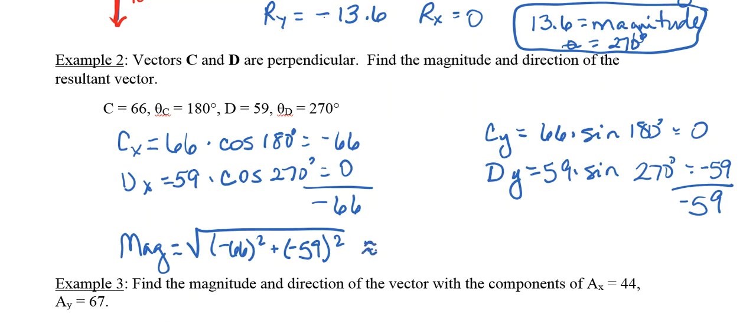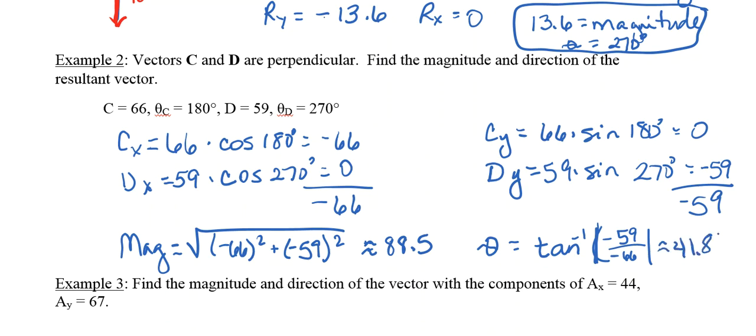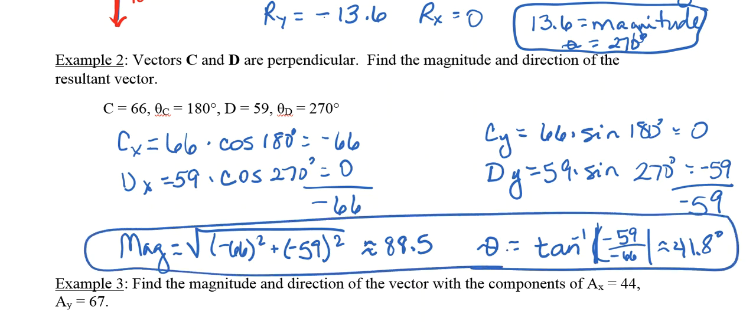So I have approximately 88.5 units. And then to find my theta, we're going to do inverse tangent of the absolute value of negative 59 over negative 66. So inverse tangent of 59 divided by 66 gives us an angle of 41.8 degrees. So I know my magnitude and my direction.